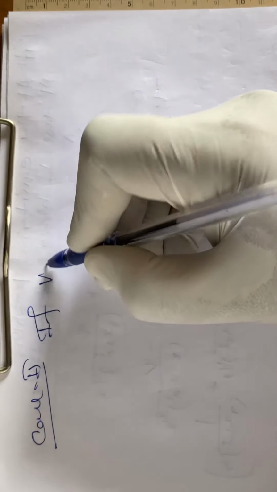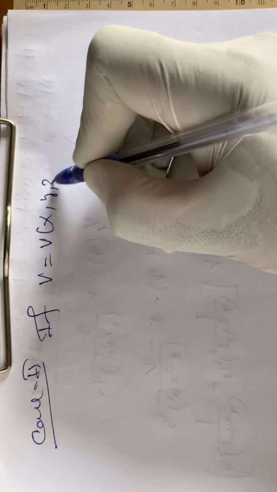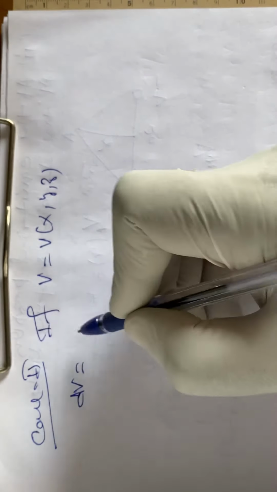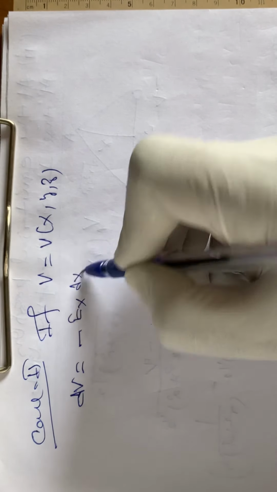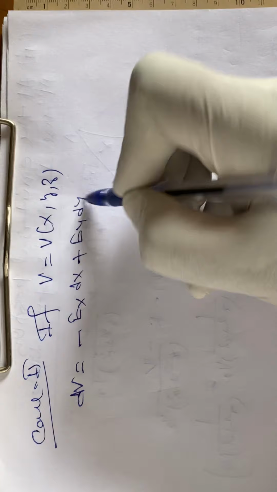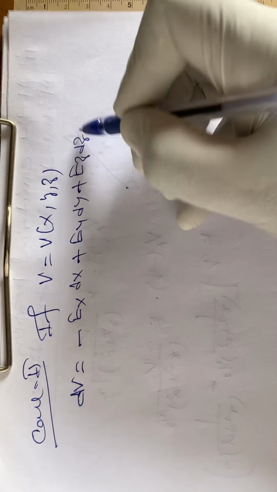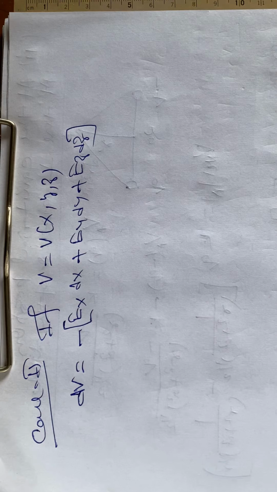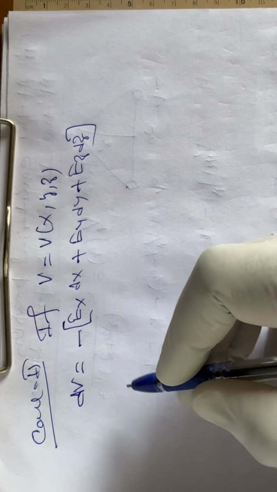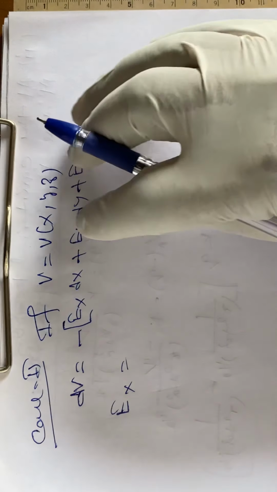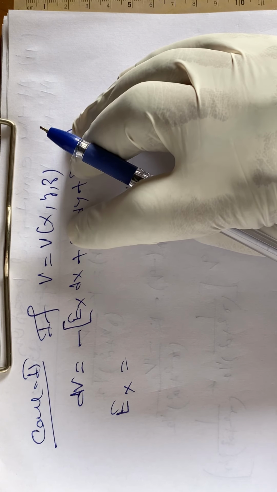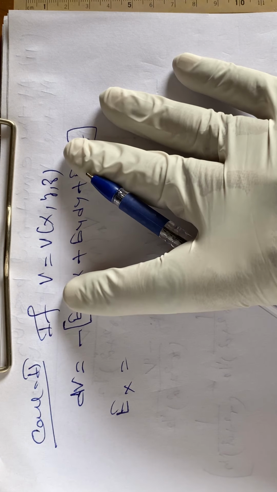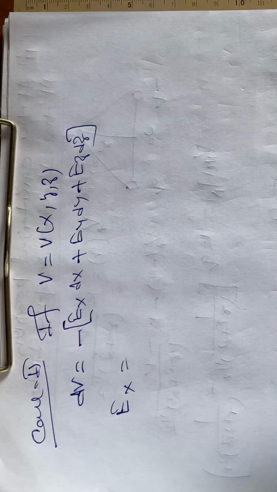Take this case. If V is a function of x, y, z, then we can write dV equals minus of Ex dx plus Ey dy plus Ez dz. Now suppose we want to write Ex from this, so how will we write Ex? If the other two are not given, it's only a function of x, then we'll write Ex equals minus of dV upon dx. If this is not given, then we write Ey equals minus of dV upon dy.